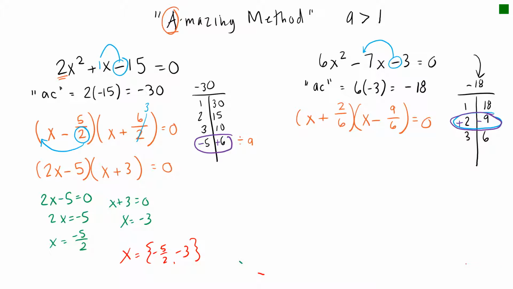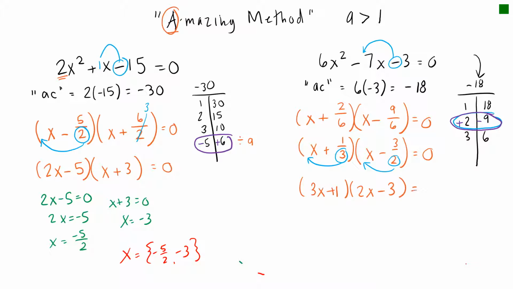And the first thing I would do is reduce as much as I can. So I'm going to rewrite this as x plus 1/3, because 2/6 reduces to 1/3, and x minus 3 halves, because 9/6 reduces to 3 halves. And then from there, I'm now going to use that method where I'm taking that denominator and popping it out to the front. So what I'm dealing with now is 3x plus 1 and 2x minus 3 equals 0.